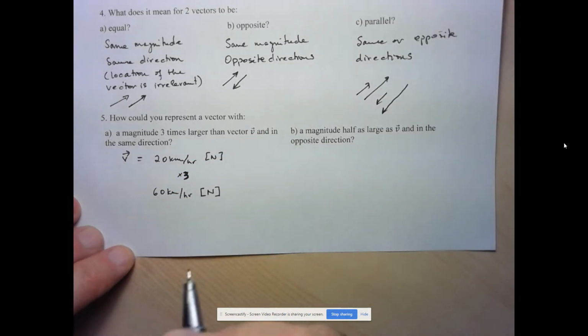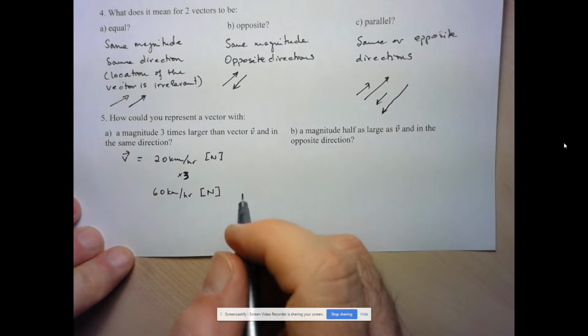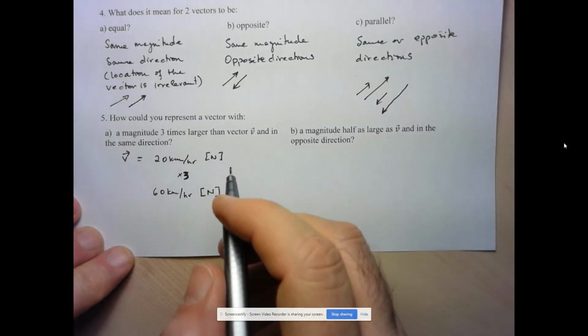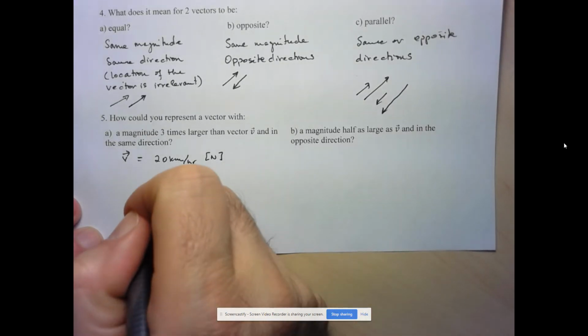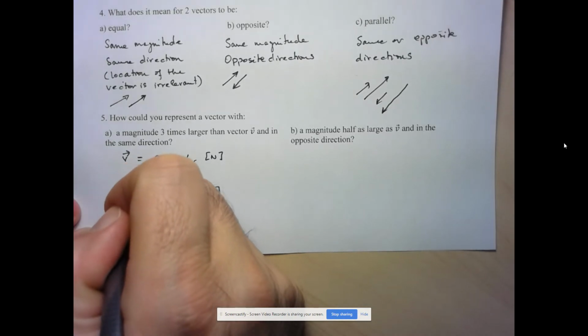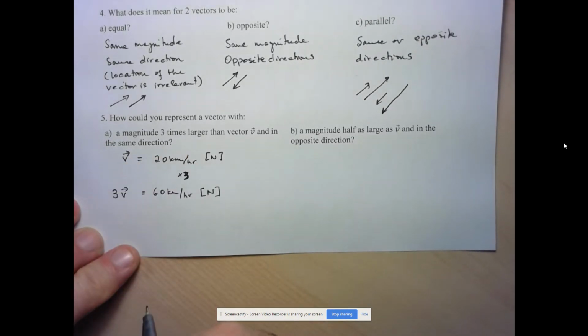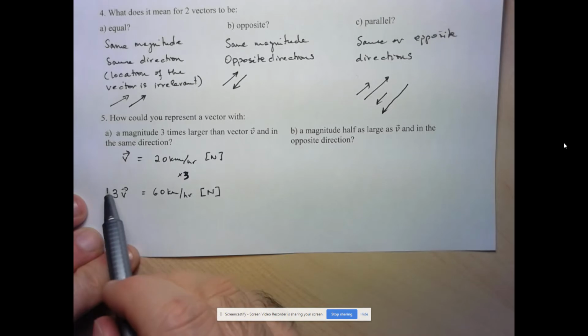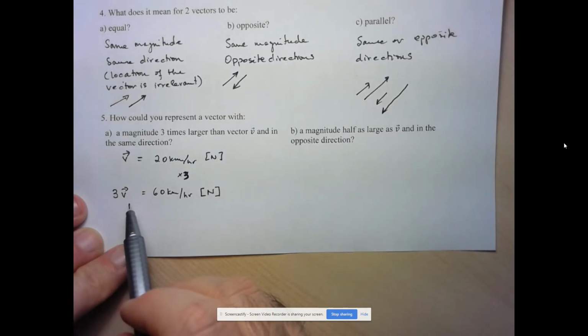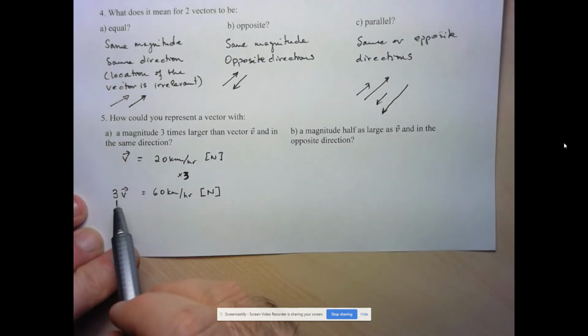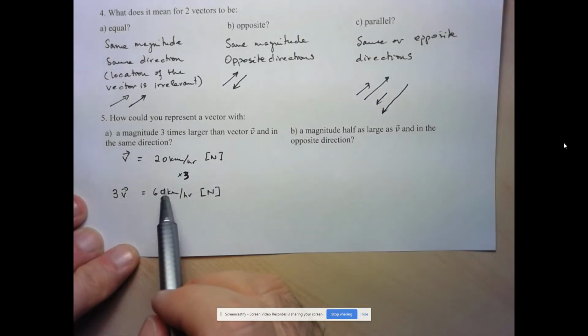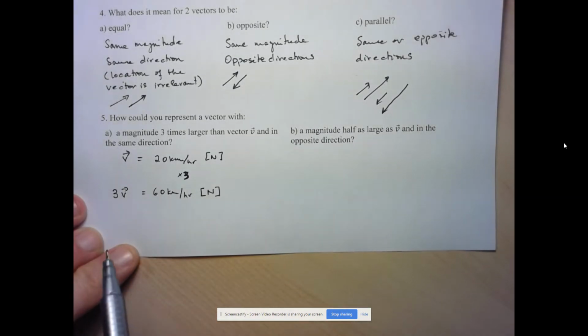So what we do is we just represent this as 3 times v. So this represents a new vector quantity where the direction hasn't changed. The only thing we've done is we've multiplied the numerical component.